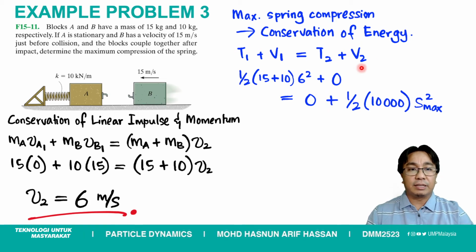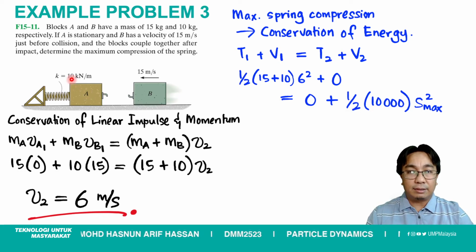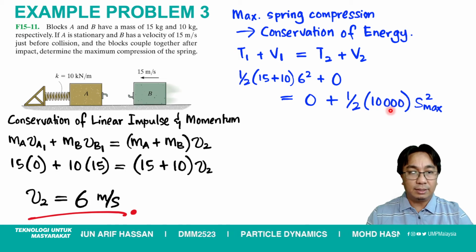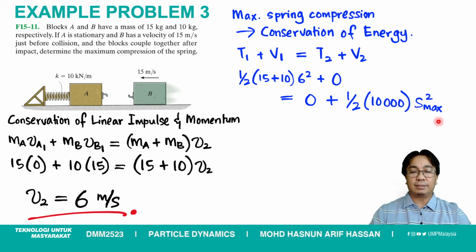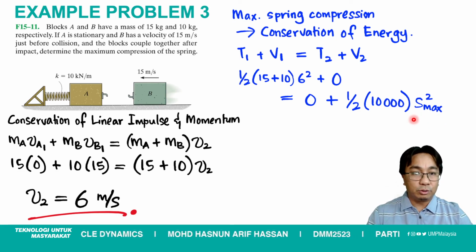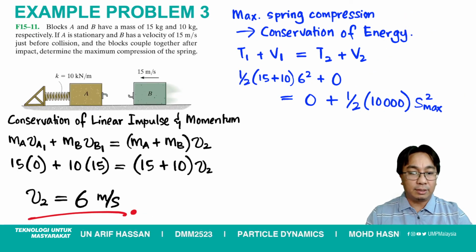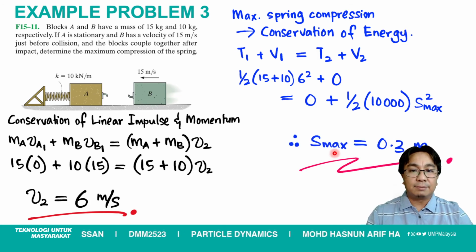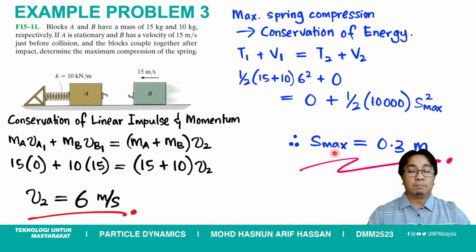The elastic potential energy V2 is then half k. k is 10 kilonewton, so 10,000, multiplied by s squared, s max squared. This is the maximum compression of the spring that we want to calculate. So solving this equation here, we will get s max is equal to 0.3 meter.